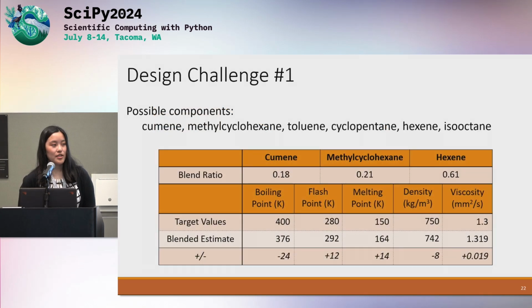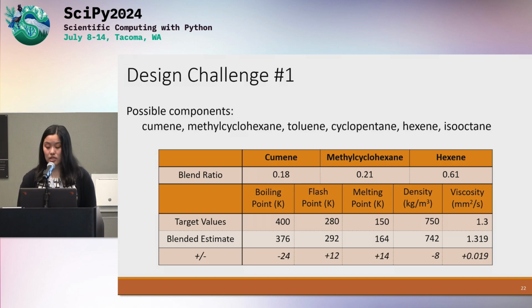From here, we gave our tool some design challenges. Now, everything else that I'm discussing today uses our data-driven predictor from Berkeley Lab. We first asked it to just create a 3-component fuel blend from any of the species in this list. We optimized for the 5 properties at the target values given in the table. And the solution we got was a blend of 18% cumin, 21% methyl cyclohexane, and 61% hexene. And the plus minus row in the table shows that the blend generated by our tool was reasonably close to the given target values. So that's super exciting because we got a viable solution even despite reducing our search space down to a single component combination.